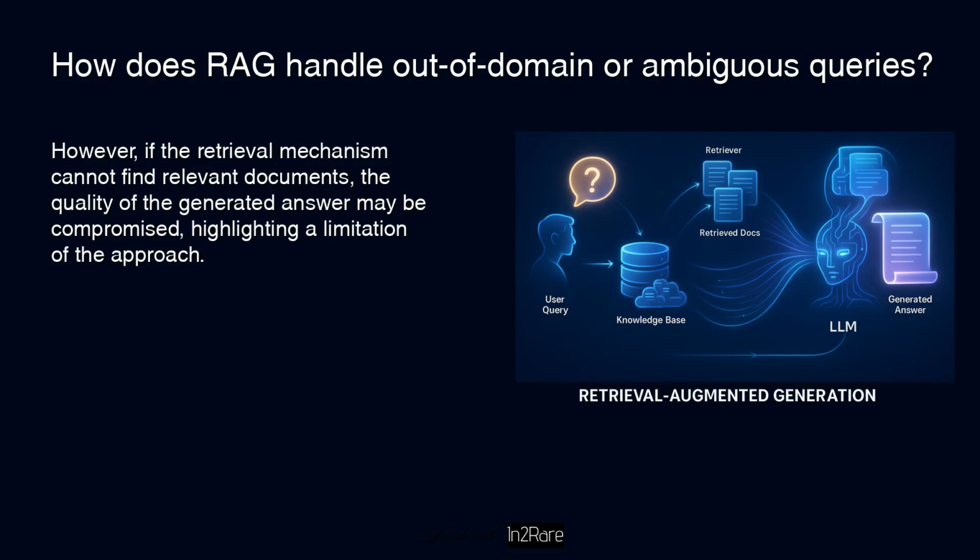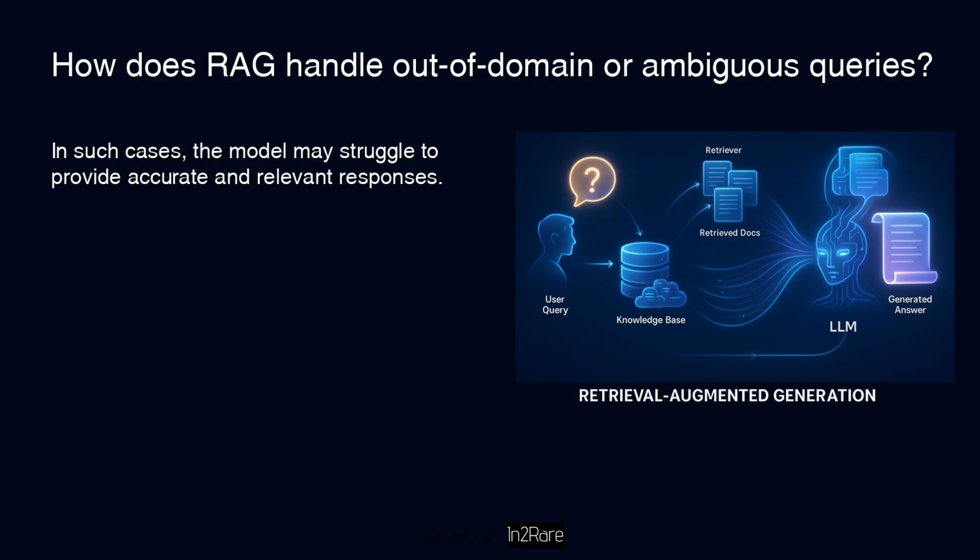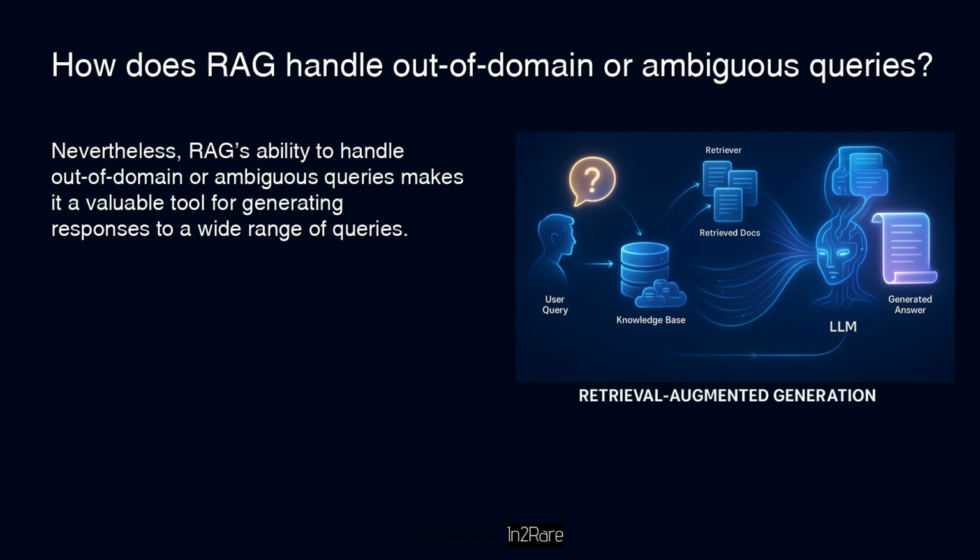However, if the retrieval mechanism cannot find relevant documents, the quality of the generated answer may be compromised, highlighting a limitation of the approach. In such cases, the model may struggle to provide accurate and relevant responses. Nevertheless, RAG's ability to handle out-of-domain or ambiguous queries makes it a valuable tool for generating responses to a wide range of queries.